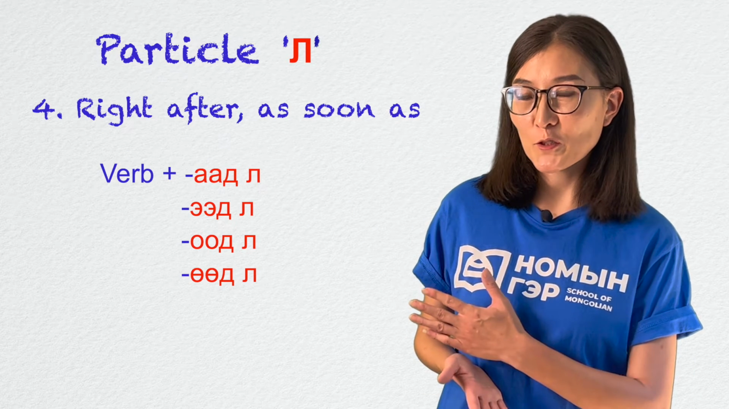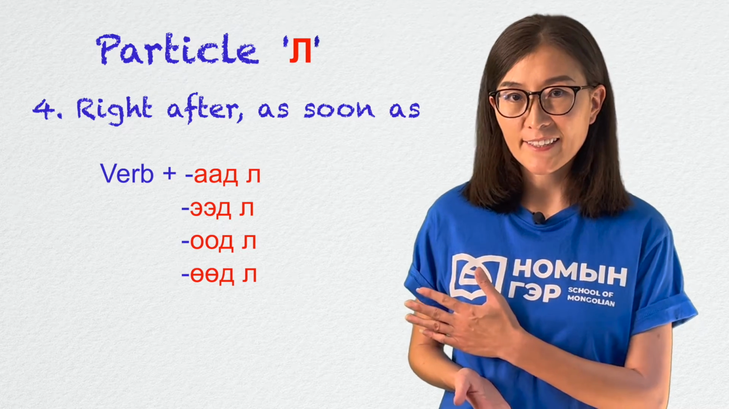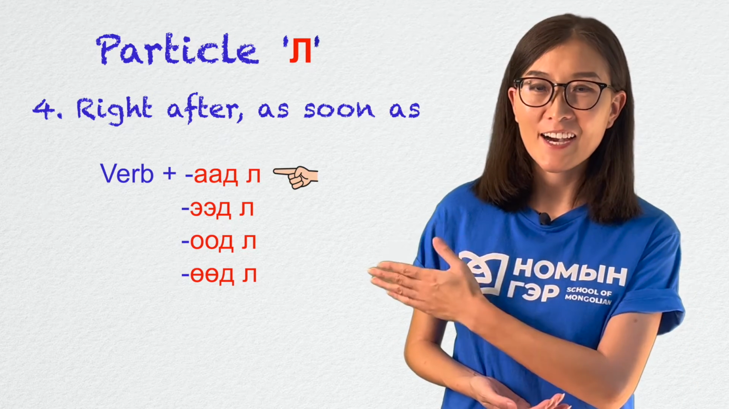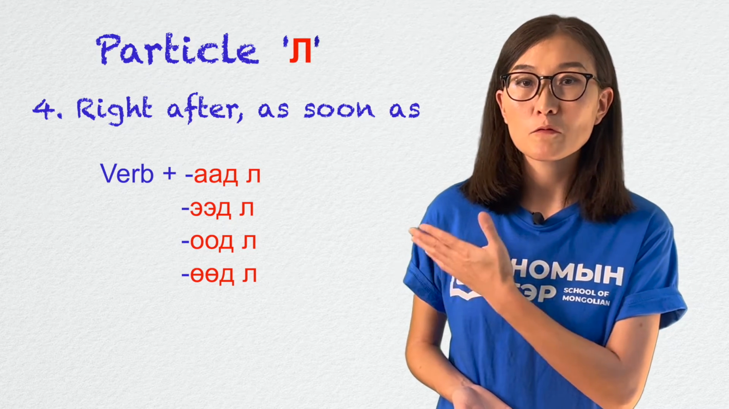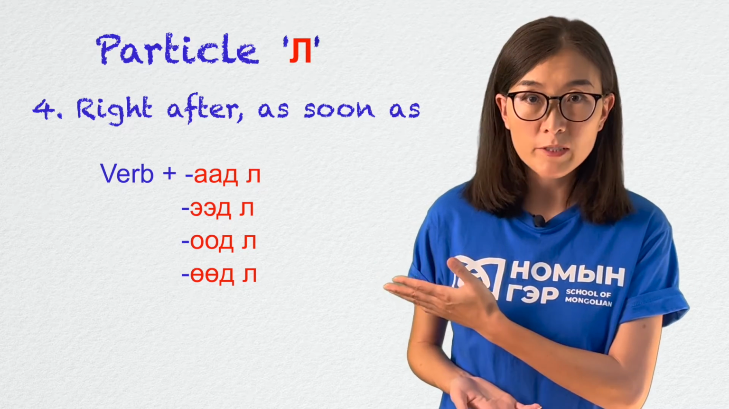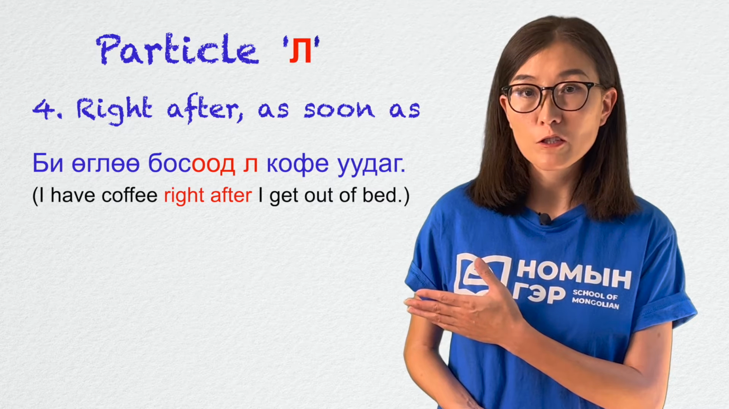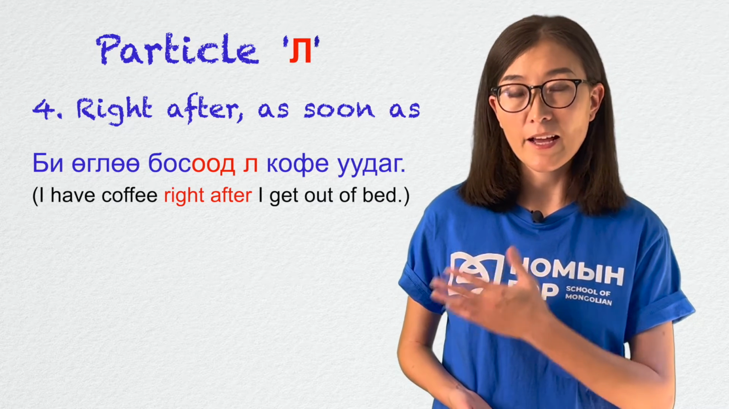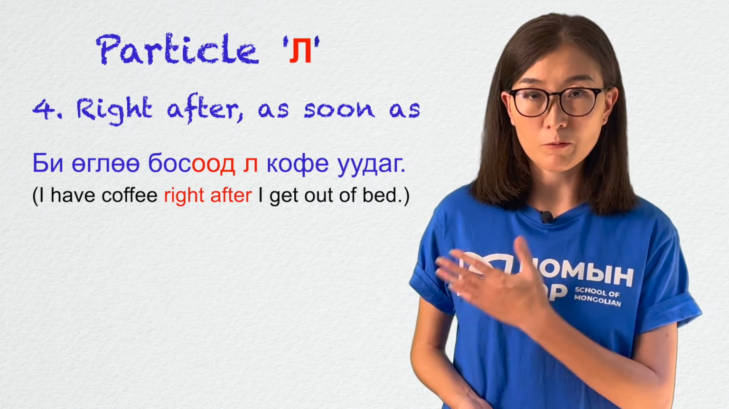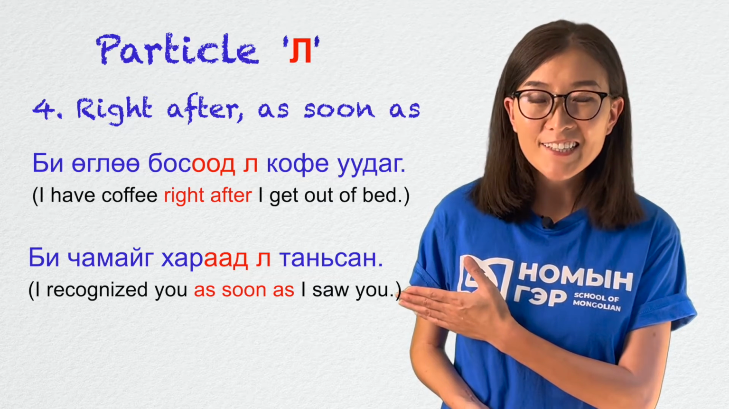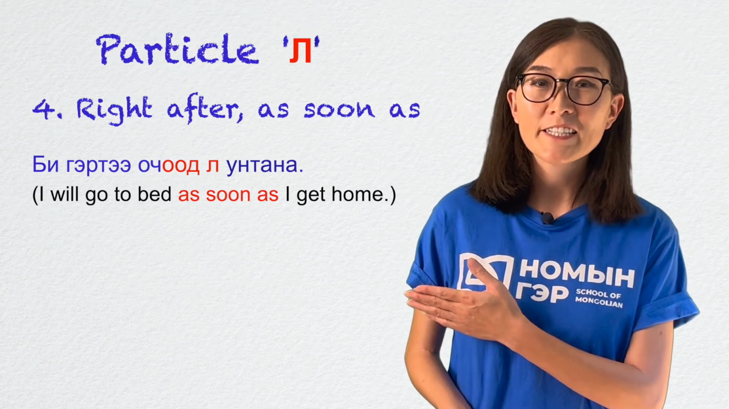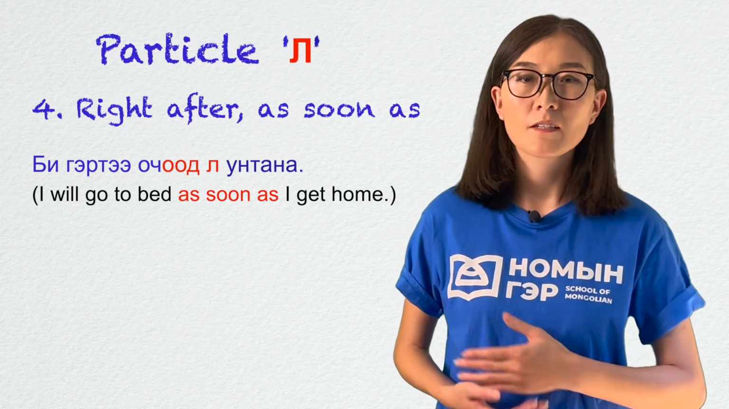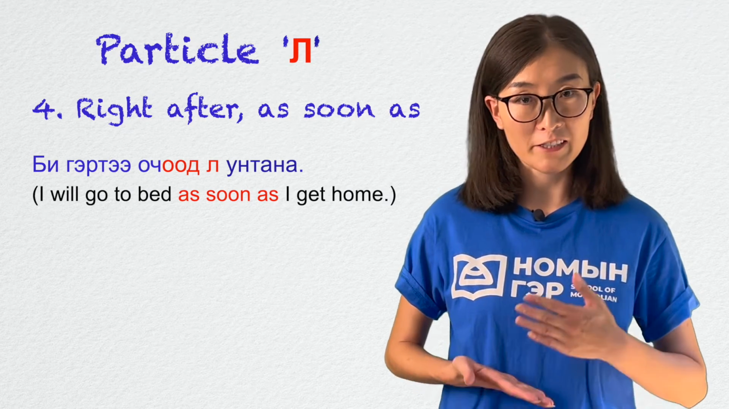Here is the next usage of the particle il. It is the expression аад, ээд, оод, өөд, with il. This means right after or as soon as. Би өглөө босоод л кофе уудаг. I have coffee right after I get out of bed. Би чамайг хараад л таньсан. I recognized you as soon as I saw you. Би гэртээ очоод л унтна. I'll go to bed as soon as I get home.